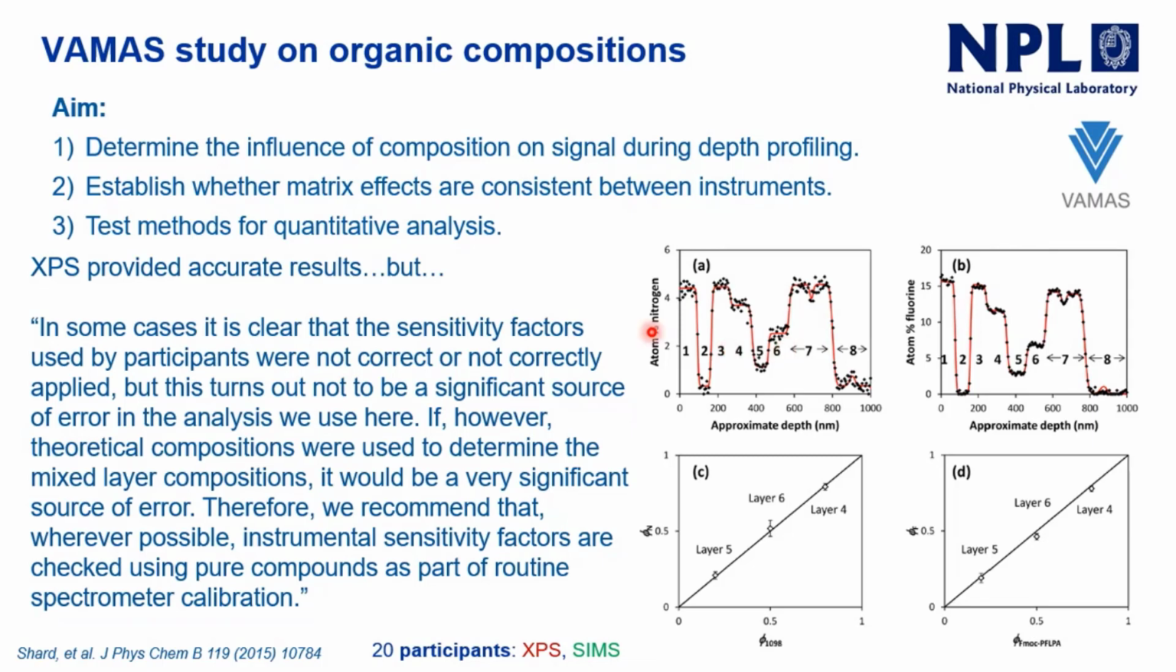One of these contains nitrogen, and one of these contains fluorine. Now, if you want to get a degradation index out of this, you can see that as you go from layer 1 to 3 to 7, which are the pure layers, you have a degradation, and you have to take that into account if you're doing an accurate quantification.